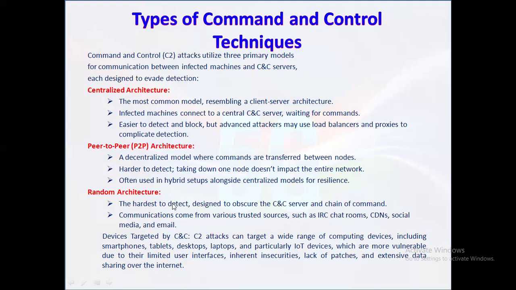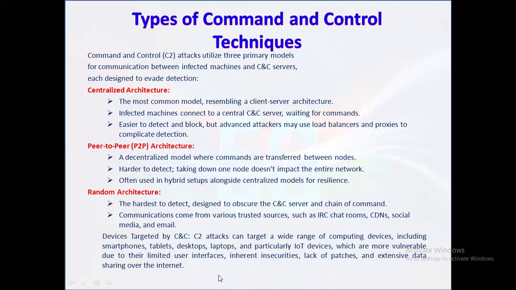The third method is the random architecture, which is the most challenging to detect because it transmits communications to infected hosts from multiple disparate sources such as IRC chatrooms, content delivery networks, that is CDN, social media comments, and email. By using widely trusted and commonly utilized platforms, attackers effectively obscure the CNC server's identity and the botnet's chain of command, thereby enhancing their chances of success and evading security measures.